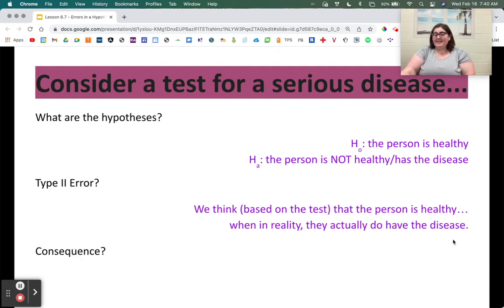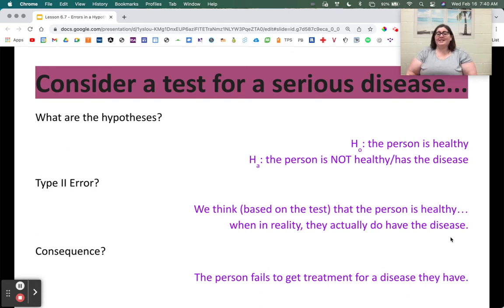And in that case, right, our consequence is we think they're healthy, so we don't give them treatment. We don't give them further testing. We don't tell them they have this disease and they don't do anything about it and they don't get treatment. And that could be potentially really scary. Right? So that's an example of a type 1 and type 2.